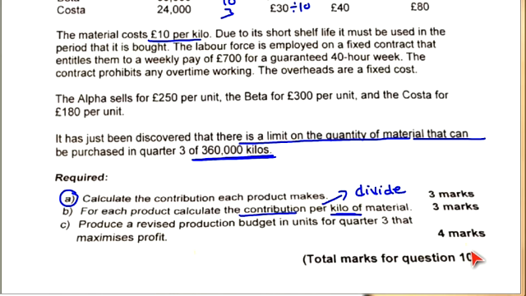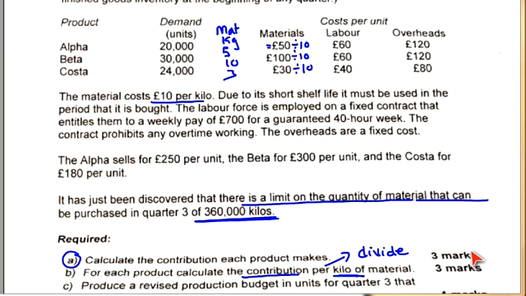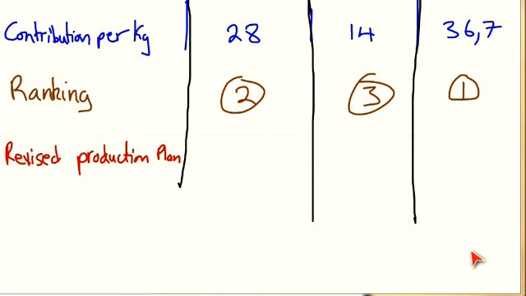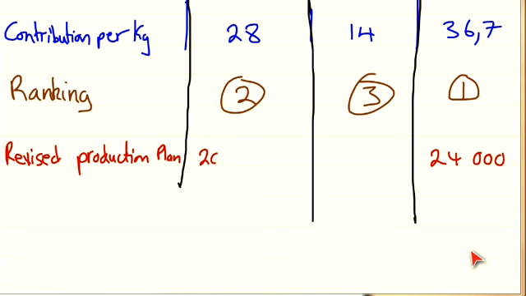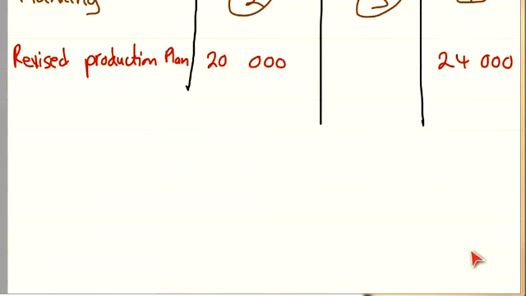The first one is Costa. Costa requires, if I look at this part here, Costa requires 24,000 units. So I'm just going to put 24,000 units here. And I got number 2, which is Alpha. Alpha requires 20,000 units. I'm going to put 20,000 units here. Then for number 3 now, I need to work out something here.